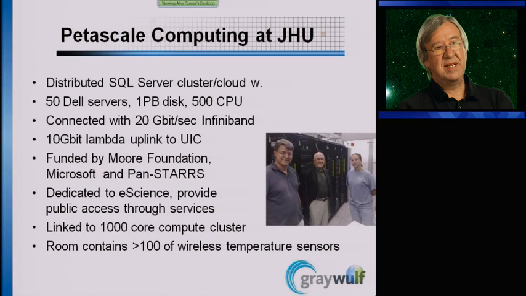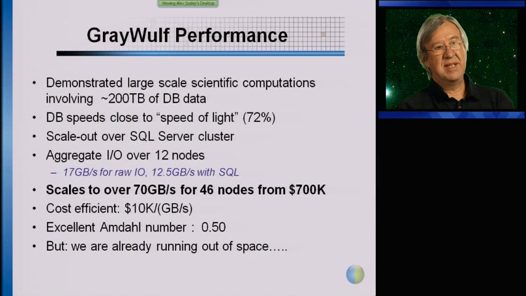So we set out to build a Grey Wolf, and it's basically a fairly simple architecture, a Beowulf type cluster running Windows and SQL Server, with a distributed database system over it. So that's why we called it Grey Wolf, giving tribute to Jim, and combining the Beowulf legacy. And basically, we were able to accomplish a fairly good I/O throughput, about 70 gigabytes per second for about 46 nodes for about $700K. We built this 2 years ago, and we are already running out of space.